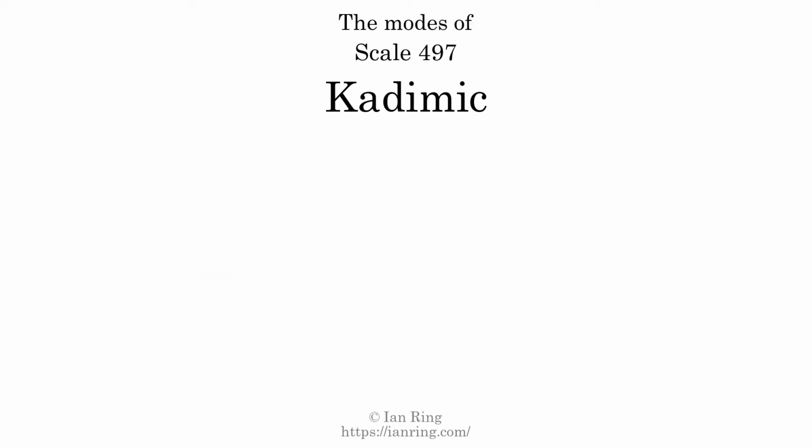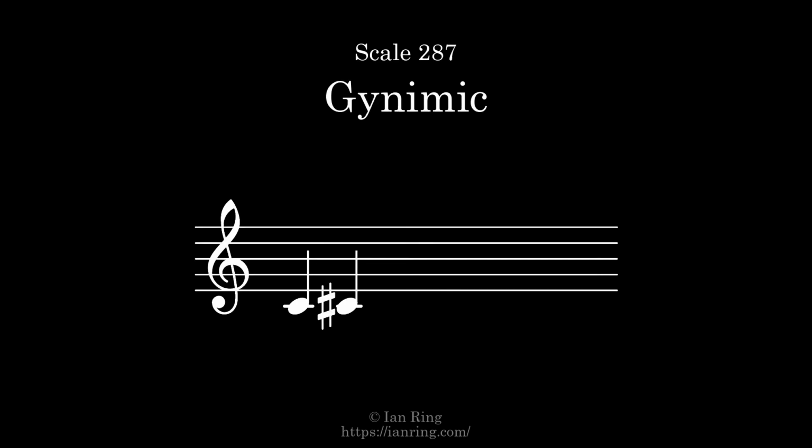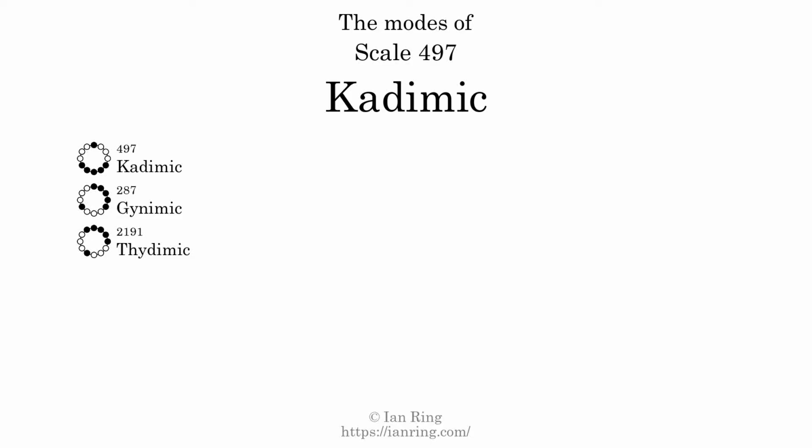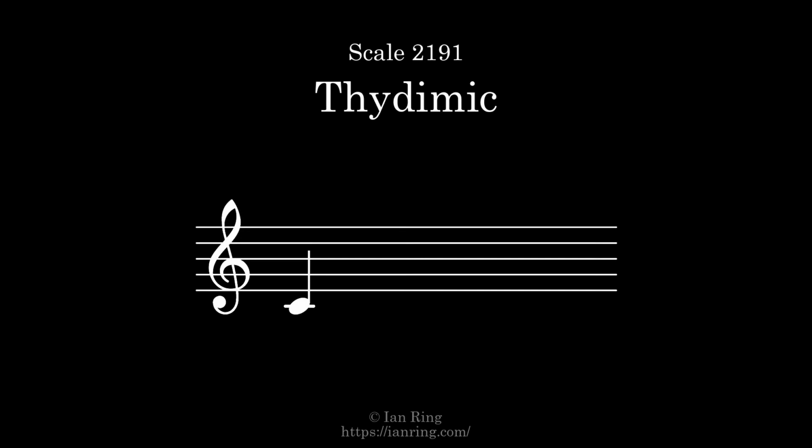This scale has 6 modes. The first mode is itself. The second mode is scale 287, also known as Kadimic. It sounds like this. The third mode is scale 2191, also known as Kadimic. It sounds like this.